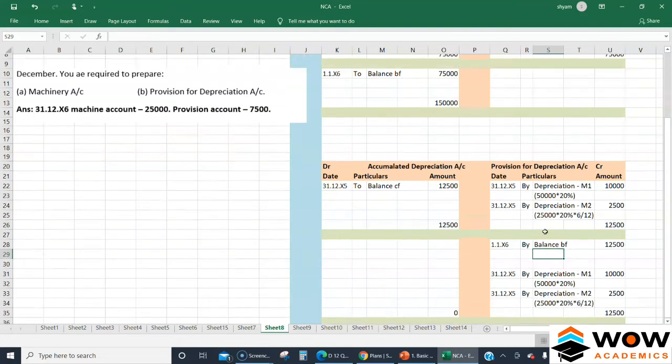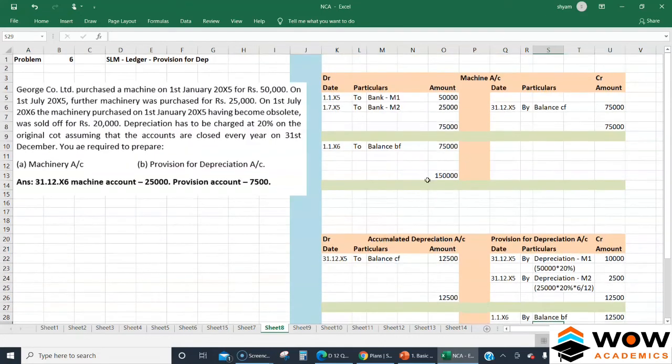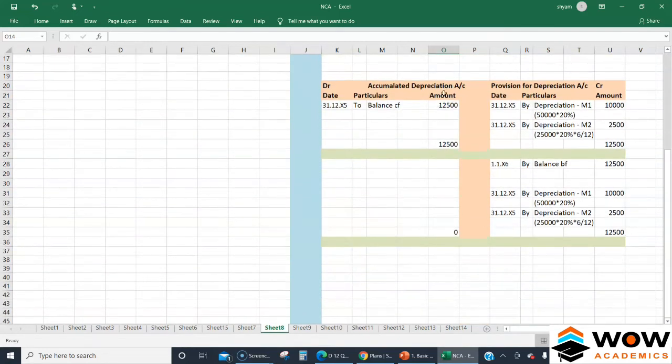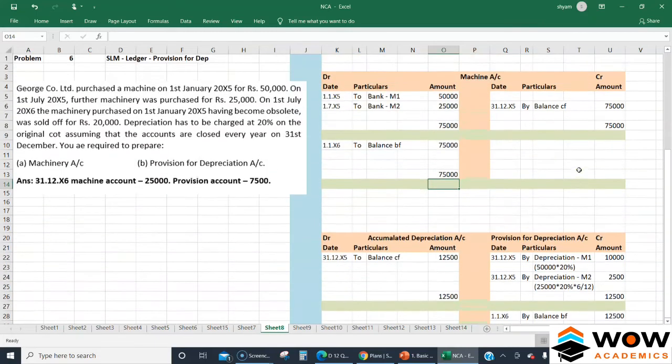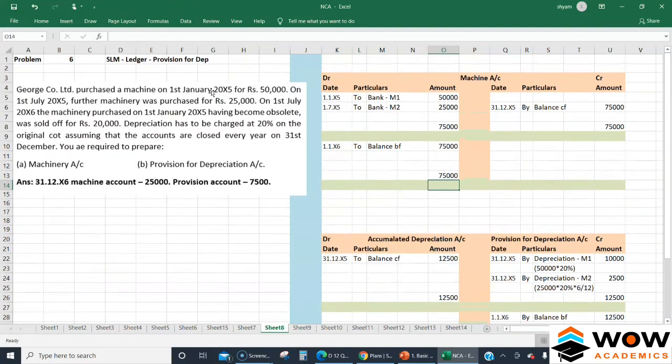If you see, the machine will have a debit side amount, and the provision for depreciation will have a credit side amount. So now we are going to start the sale.